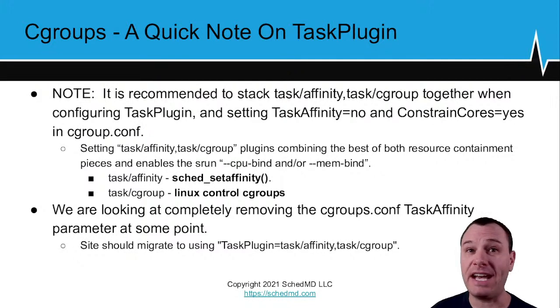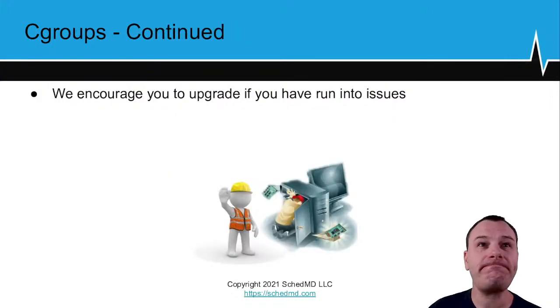Finally, a note on task affinity found in the cgroup.conf. We are considering removing this option at some point, so sites should look at using TaskPlugin as part of their future upgrade plans. And if you have questions, please engage us on the support side and we'll help you out on your transition. And as mentioned before, if you're seeing Cgroups issues, please make plans to test 21.08 and then upgrade.